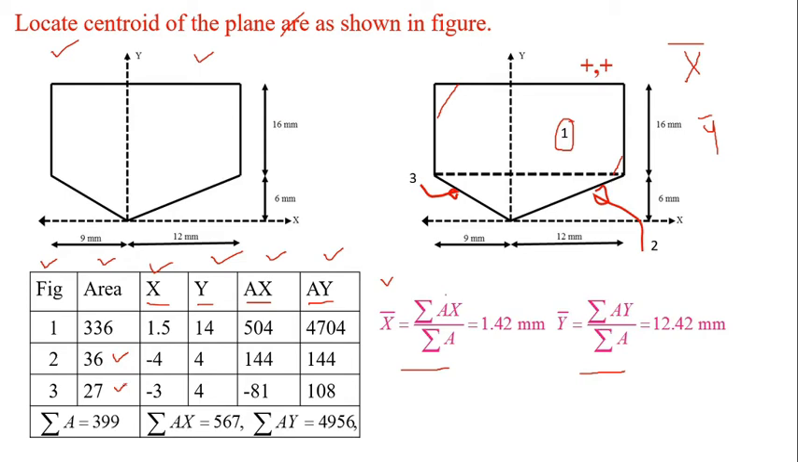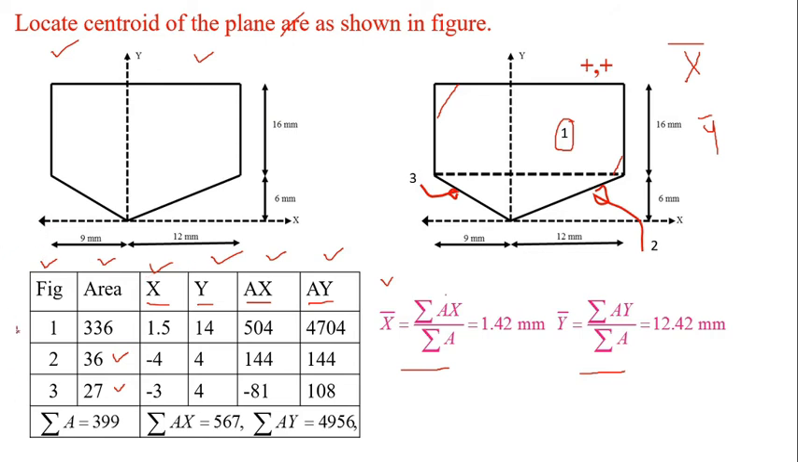So this is area. We need summation A. See the equation, we need summation A, and therefore summation A is equal to adding all A1, A2, A3, which is 399. Okay, let us move to the second column, X. What is X for individual figure? X is the position of centroid of the figure from y axis. Okay. Now we are talking about figure number 1 only.